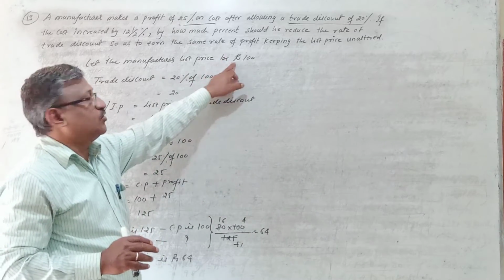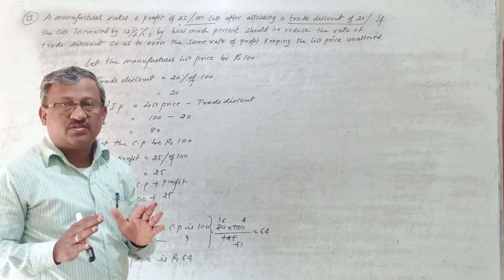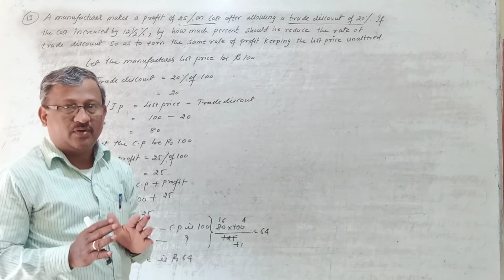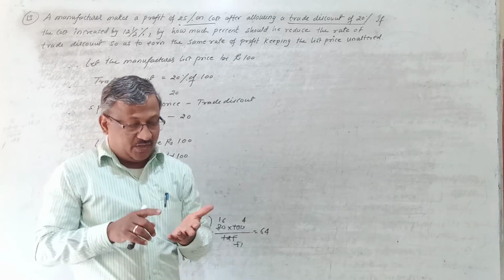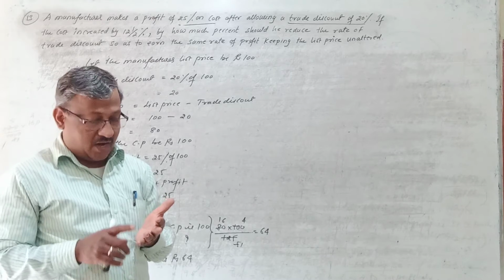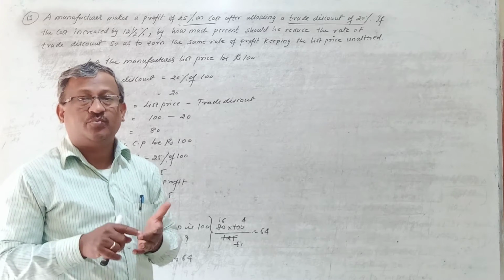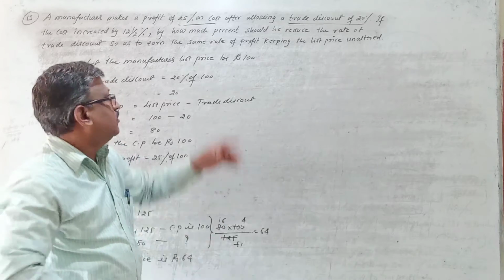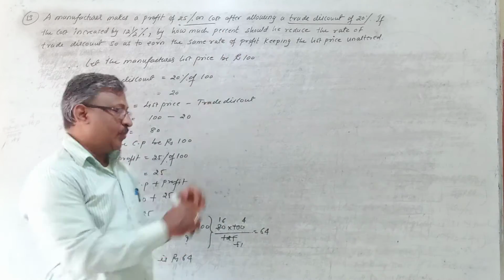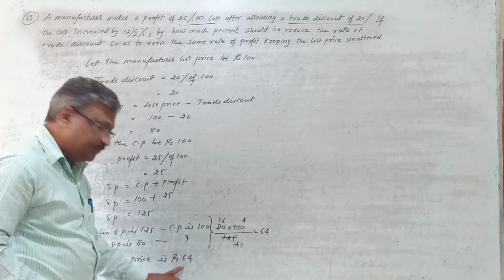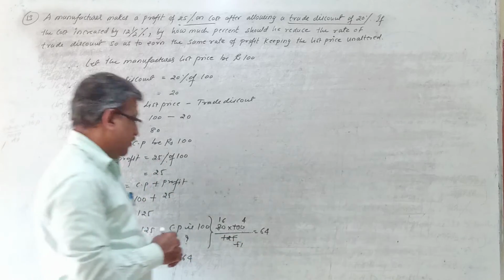100 rupees only. He is not going to change his list price, he is not going to change the rate of profit. So if he keeps the list price the same and the rate of profit also the same, the change has to be in the trade discount. That is what the question asks. So now the cost price is known, 64.